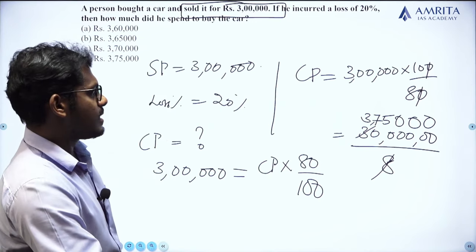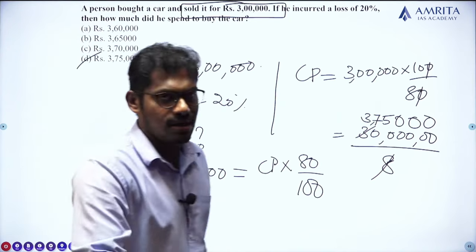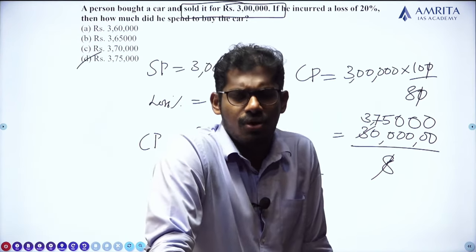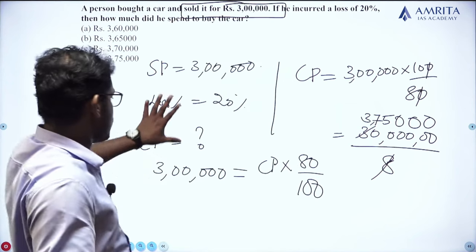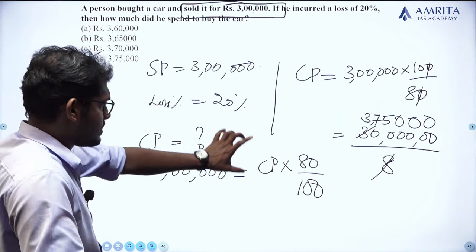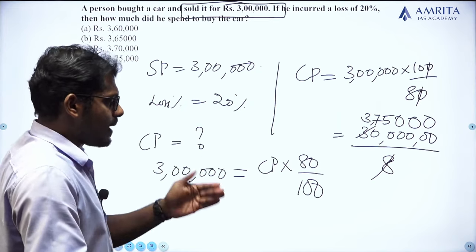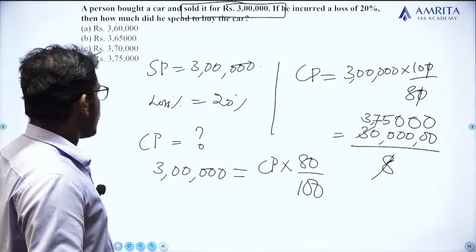8, 3 is 24, 7 remaining, 8 7s are 56, 5 remaining, 8 5s are 40. Clear? So the answer is 3,75,000. Yes, the answer for this question is option D, 3,75,000. Simple idea. We didn't follow any equations. We just focused on the basic idea that selling price is equal to cost price into 100 minus loss percentage divided by 100. Clear? Okay. So this is the answer.